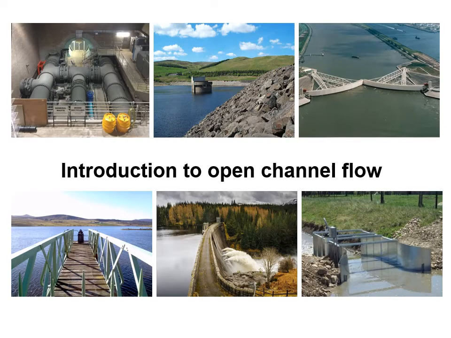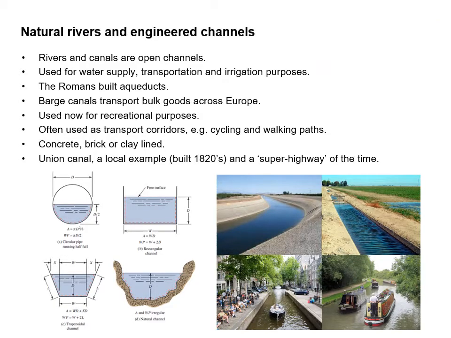So I'm just going to start off with an introduction to the subject of open channel flow. Natural rivers and engineered canals can be considered as open channels. These open channels are used for water supply, transportation and irrigation purposes. Even the Romans built aqueducts and they used them to transport water. Barges have used canals to transport bulk goods across Europe. They're now generally used for recreational purposes, and they're used as transport corridors, for example cycling paths and walking paths.